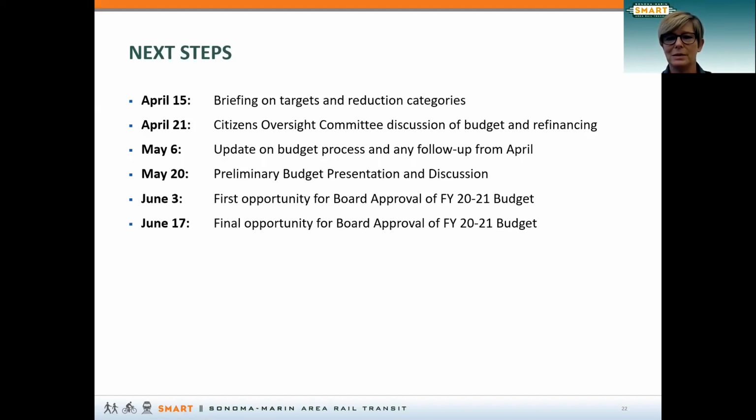May 20th is when we intend and when we normally do our first budget presentation for the board. June 3rd is their first opportunity for approval, and June 17th is their final opportunity for approval before July 1. So this is just kind of the outline of the schedule. Things are very fluid because of the shutdowns and the impact.